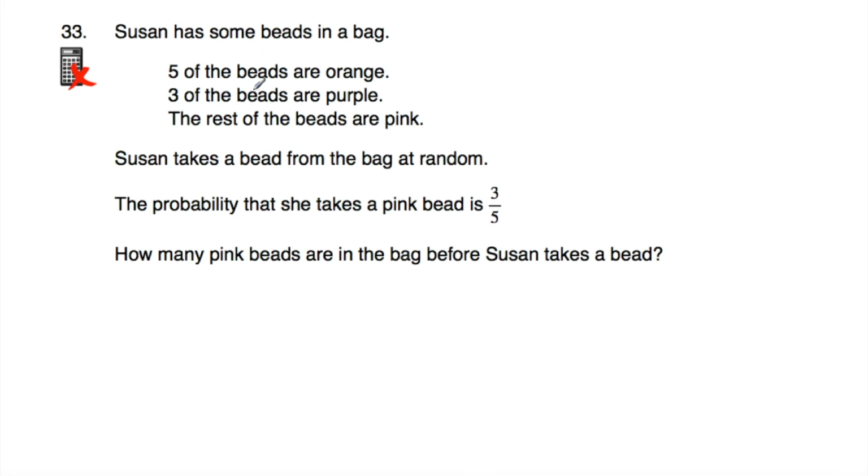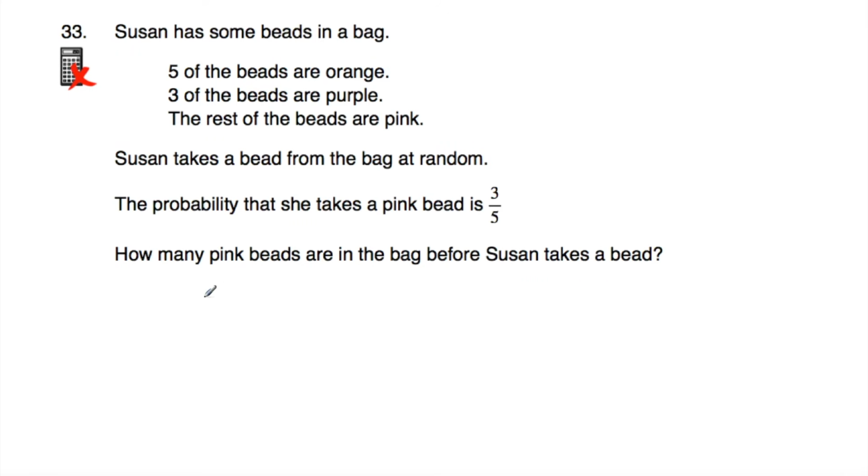So question number 33 says, Susan's got some beads in a bag, and 5 of the beads are orange, 3 of the beads are purple, and the rest of them are pink. And we're told that Susan takes a bead from the bag at random, and the probability that she picks a pink bead is 3/5. And the question says, work out how many pink beads are in the bag before Susan takes the bead. So how many pink beads are originally in the bag? Okay, so let's have a look at this question.